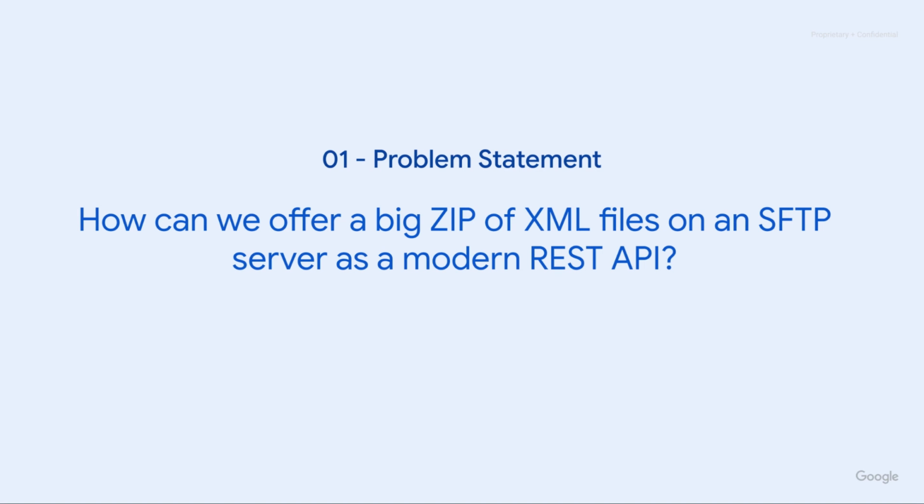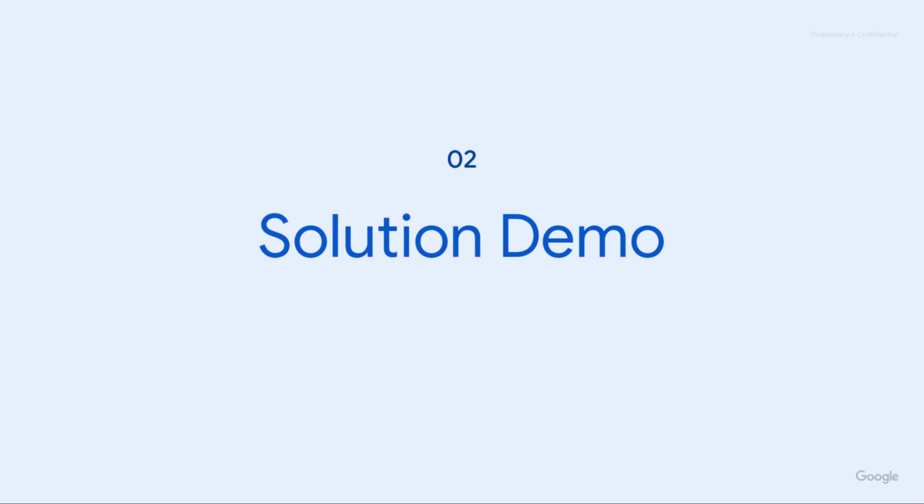Our problem statement is like this. How can we offer a big zip of XML files on an FTP server as a modern REST API? So what are our options here? First, I want to walk you through the actual solution and show a demo of how it works, and then we'll go into the architecture and the details and how it was configured and set up. So let's take a look at the demo.